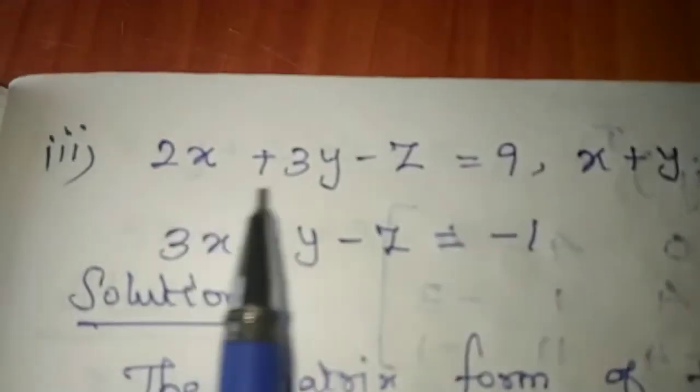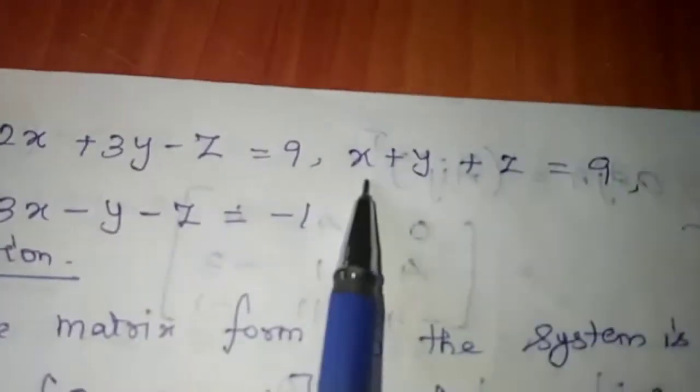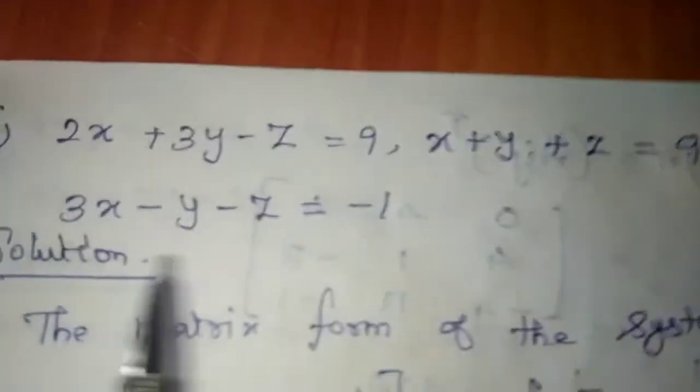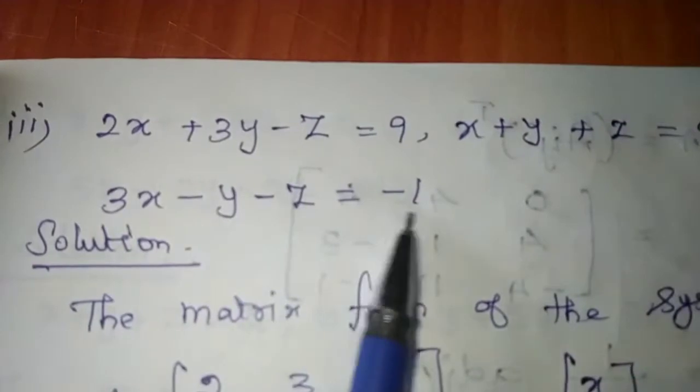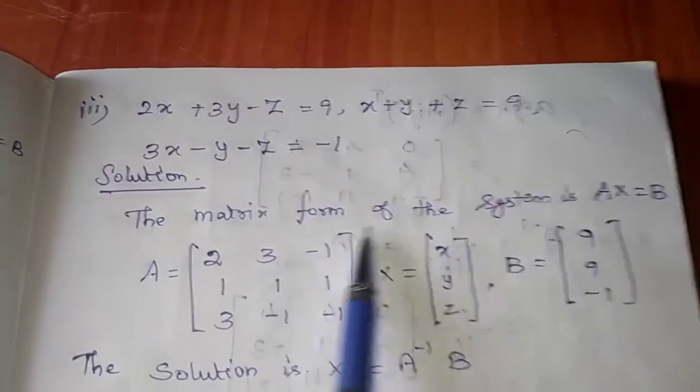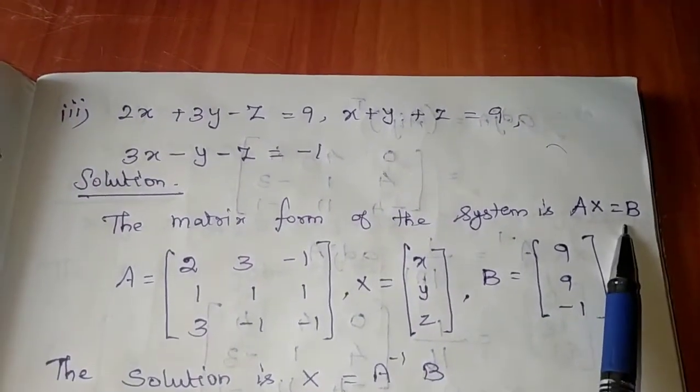Equations given: 2x plus 3y minus z equal to 9, x plus y plus z equal to 9, 3x minus y minus z equal to minus 1. The matrix form of the system is AX equal to B.